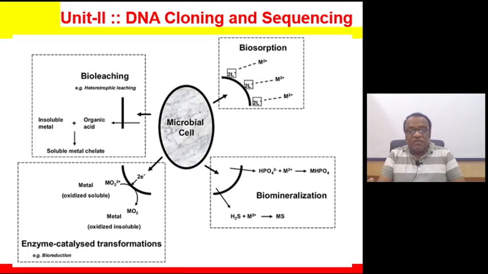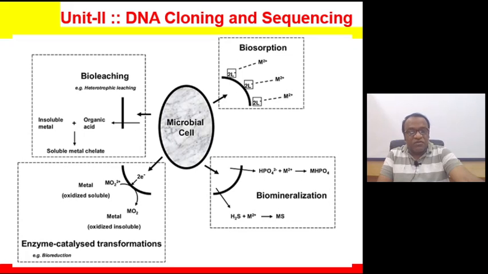That is number one, biosorption, where metal sorption to the cell surface by physicochemical mechanisms occurs, and then bioleaching, where heavy metal mobilization through the excretion of organic acids or methylation reactions occurs, and then biomineralization, where heavy metal immobilization through the formation of insoluble sulfides or polymeric complexes occurs, and then we have intracellular accumulation and enzyme-catalyzed transformation, that is, redox reactions.